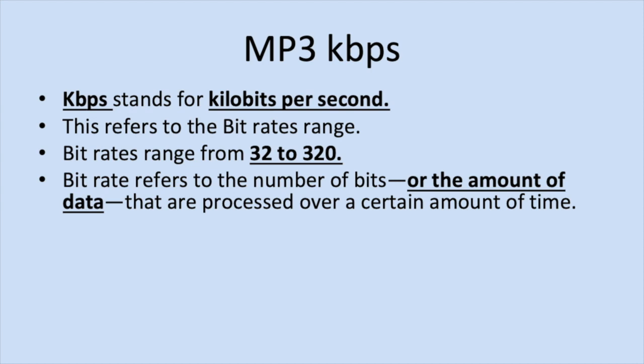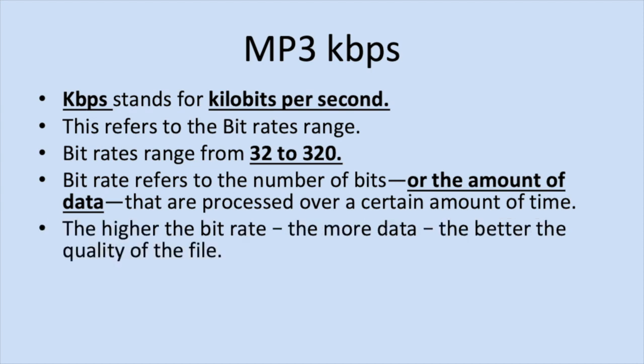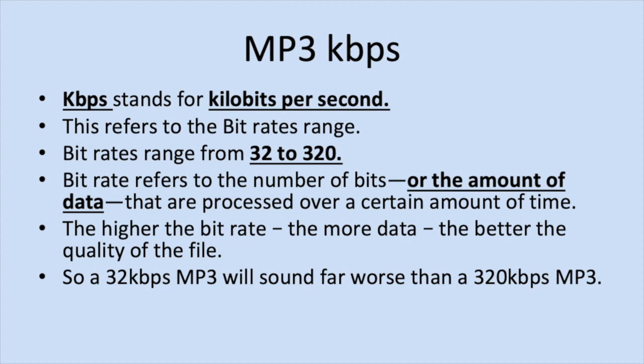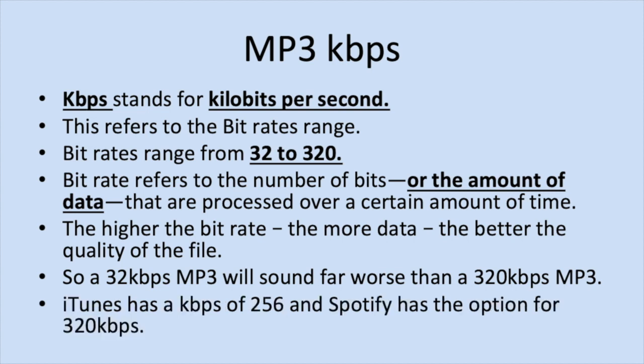So it's kind of similar to our sampling rate. The higher the bit rate, the more data and the better the quality of the file. So a 32 kbps MP3 will sound far worse than a 320 kbps MP3. iTunes has a kbps of 256 and Spotify even has the option for 320.